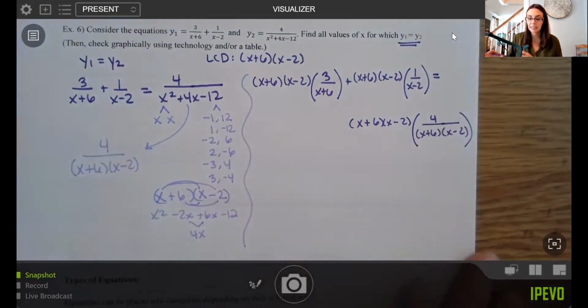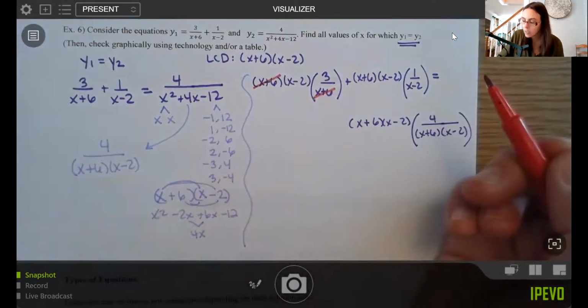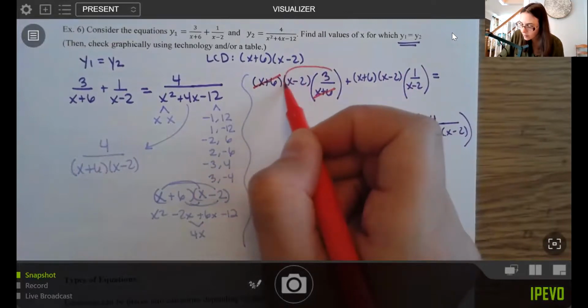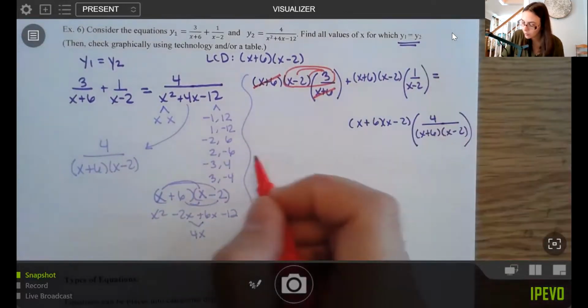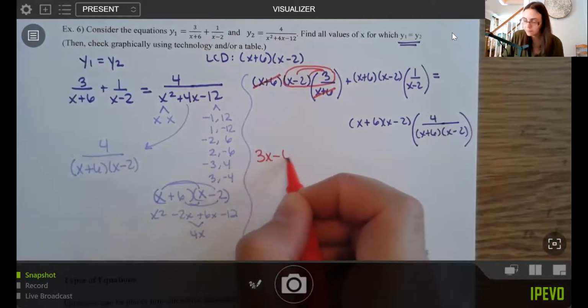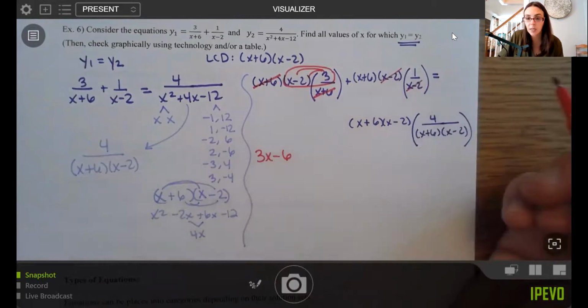And then I'm going to start canceling. So notice here in this first group, the x plus 6 and the x plus 6 cancel. So I have this left. I'm going to go ahead and distribute that 3. So it's going to be 3x minus 6. And the next group, the x minus 2 is going to cancel.